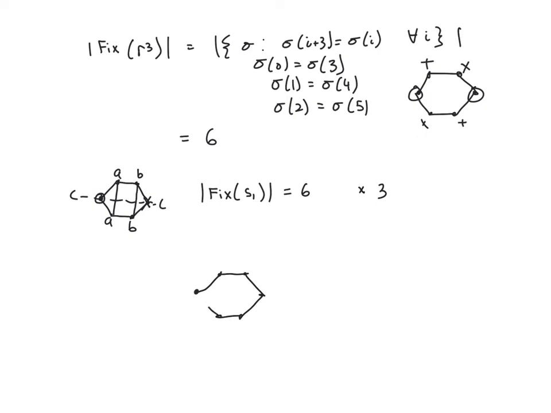Finally, there's 3 reflections going through an opposite pair of edges. And so those look like this. We'll call these S2s. And again, we have 6 fixed points. There's 3 ways to pick the color for this vertex, 2 more to pick the color for this vertex, and 1 here. And the reason why is because if you pick red here, you can't pick red here because red has to go there in order to be a fixed point.